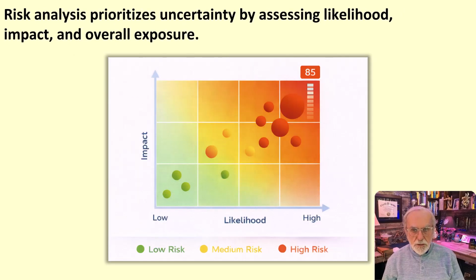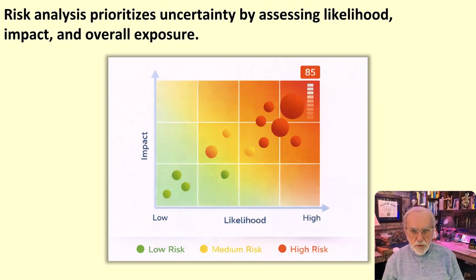Qualitative and quantitative risk thinking. Risk analysis prioritizes uncertainty by assessing the likelihood, impact, and overall exposure. Here, we build on risk identification by focusing on how we evaluate and prioritize risks once they've been identified. Not all risks are equally important, and effective project management requires focusing attention where it matters most.